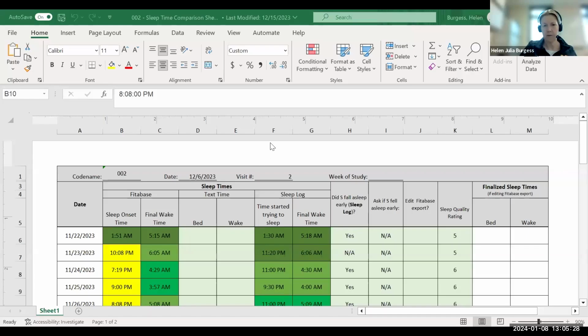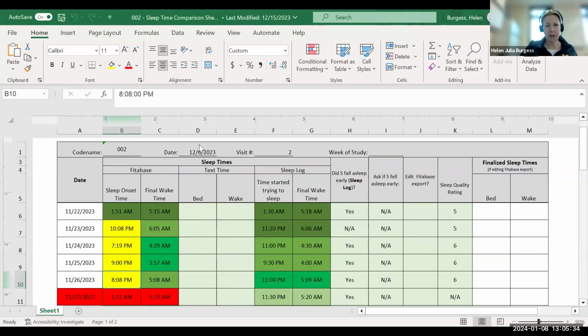So I will screen share this one. Okay, hopefully people can see this. So don't worry too much about the colors at this point. But yeah, this is just a pretty simple Excel spreadsheet we created. And I'll show you this in another file, but essentially we do extract the time at which Fitbit says the person fell asleep, and then we extract their final awakening.